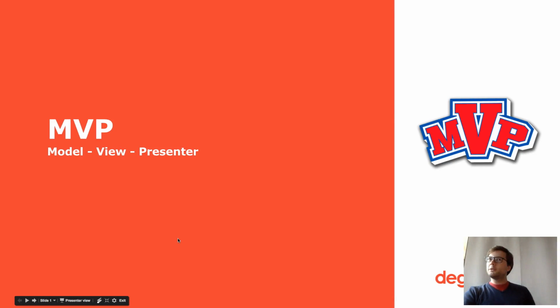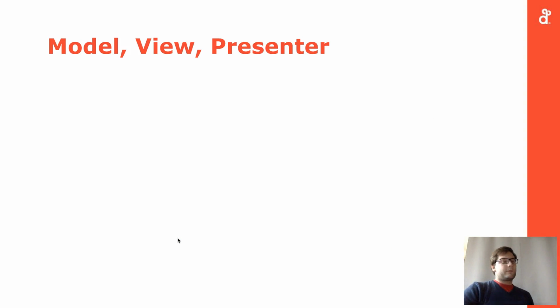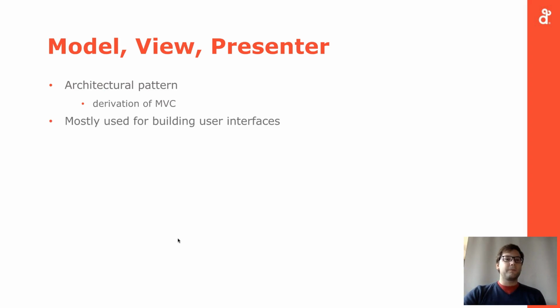Good morning, everybody. Today we're going to talk a little bit about a different architectural pattern, which is MVP, which is not MVC, but it's a derivation of it. So let's start from the beginning, right? It's, as I said, an architectural pattern. It's a derivation of MVC, and you can see where the derivation comes from. The only different thing is the presenter instead of controller.